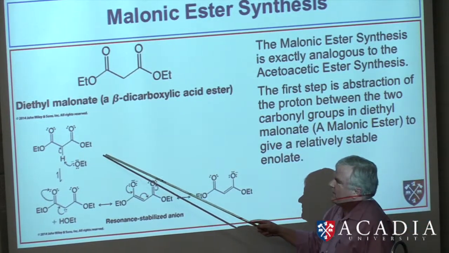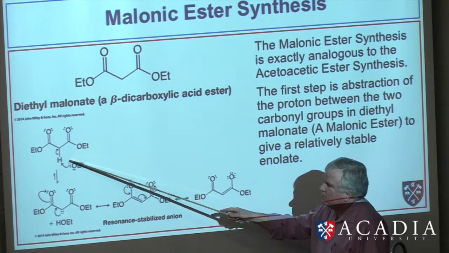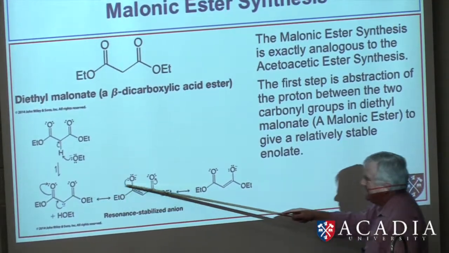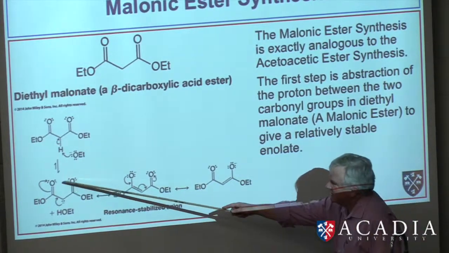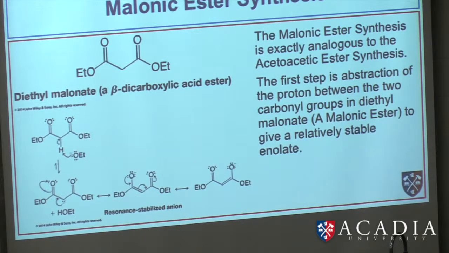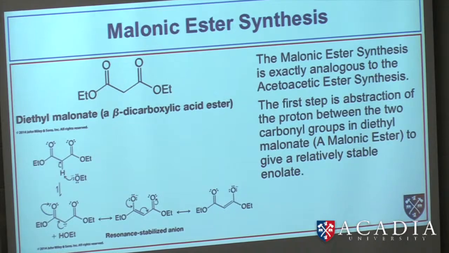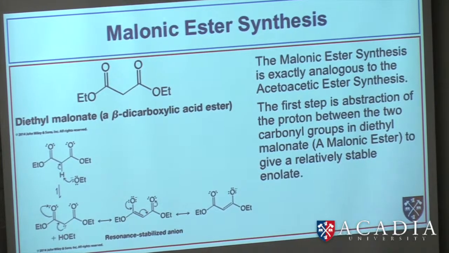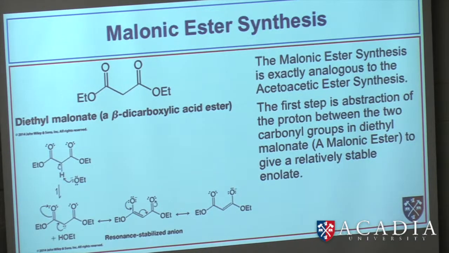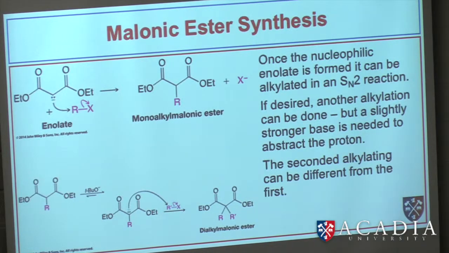So the first step of our reaction is the same. We use a base, and we can use a fairly mild base to remove the proton. And we can see that this is stabilized through resonance. That negative charge is shared between the methylene carbon, or what was the methylene carbon, and the two oxygens. So it's a resonance stabilized anion. So this is exactly analogous to the acetoacetic ester synthesis.